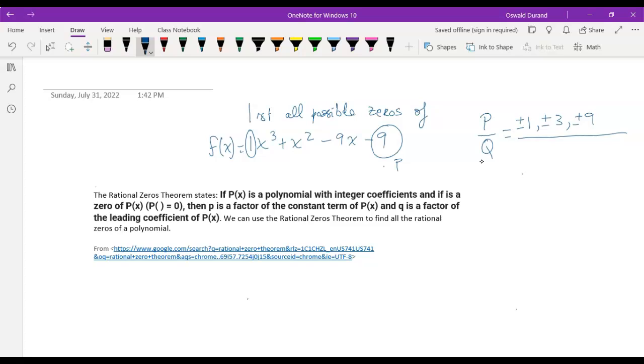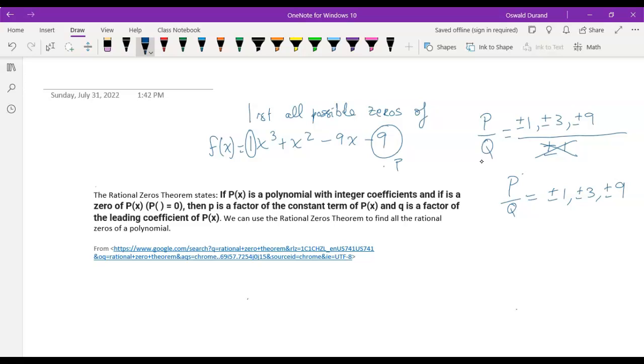Now for q, it will be the same thing. All the possible factors of 1. And there's only two options, right? The plus and the -1. 1 times 1 is 1, -1 times -1 is 1. So those are all the possible zeros in combination. So p over q, right? Since it's over plus or minus 1, we can disregard this, and all the possible factors are just plus minus 1, plus minus 3, and plus minus 9.